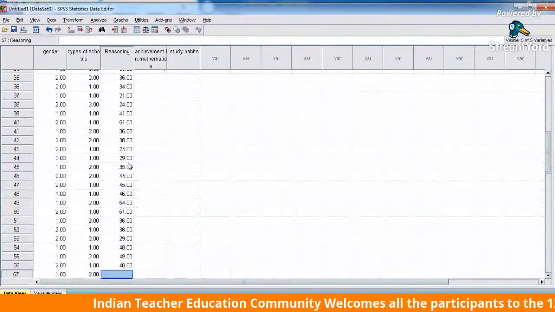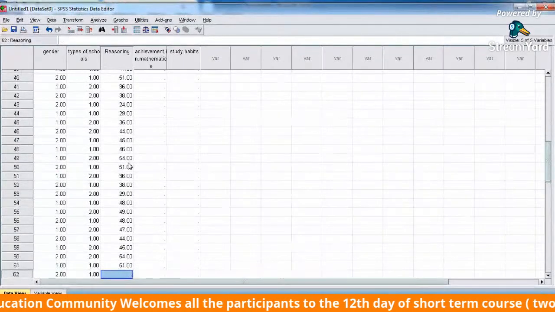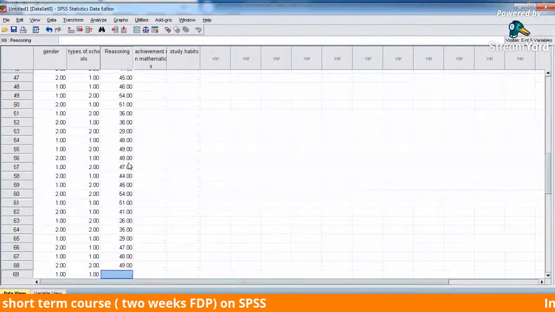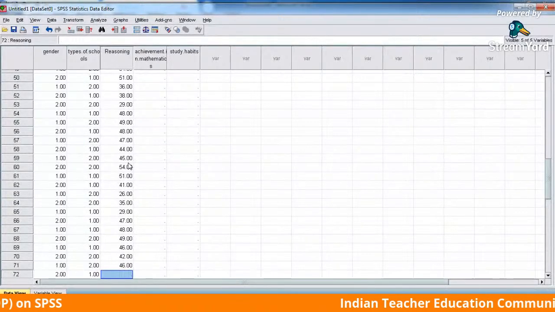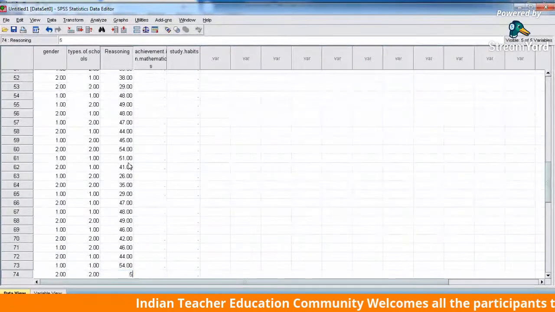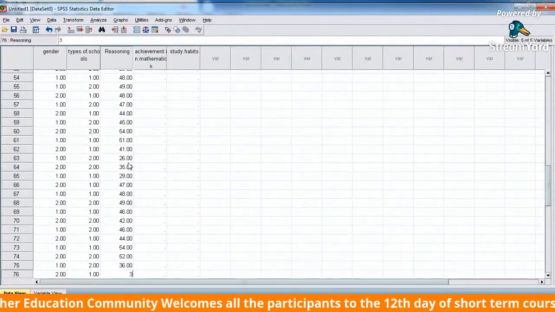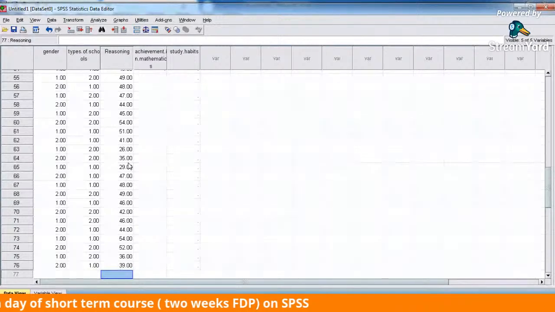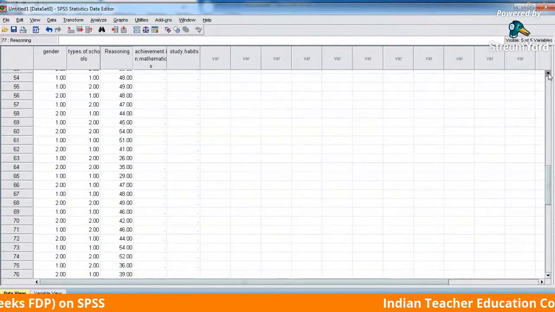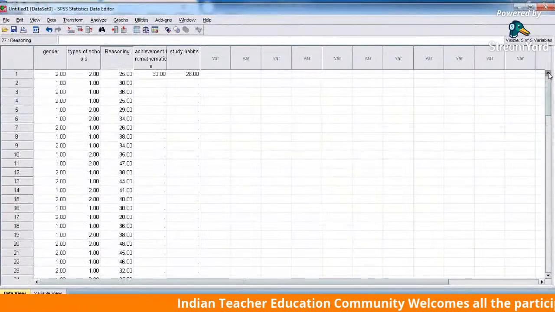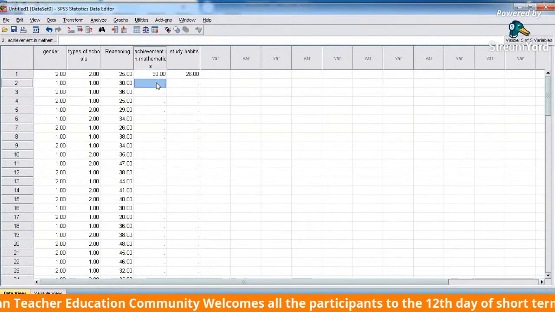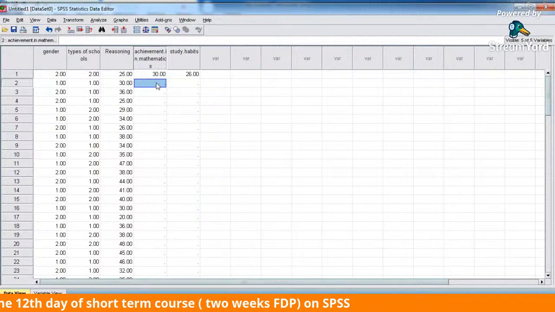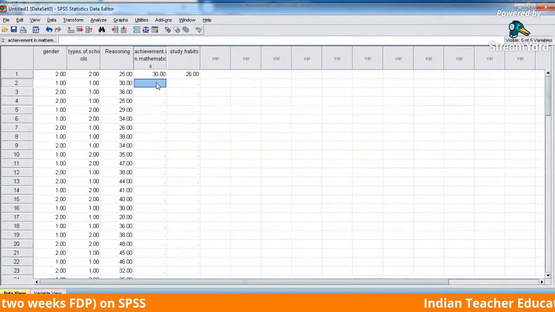So I'm just about to complete now. I have entered the data in respect of the reasoning of all the students. Now I have to enter the data of the achievement in mathematics. Suppose I want to start entering from the top and come down. The maximum score for achievement in mathematics is say 40. So now I'm entering the scores of mathematics.